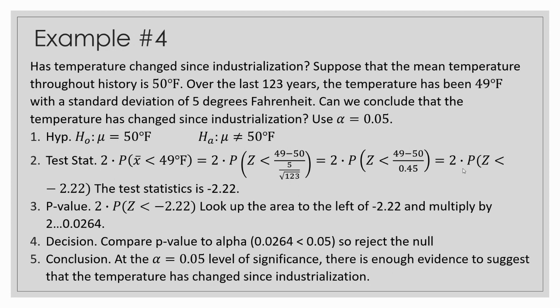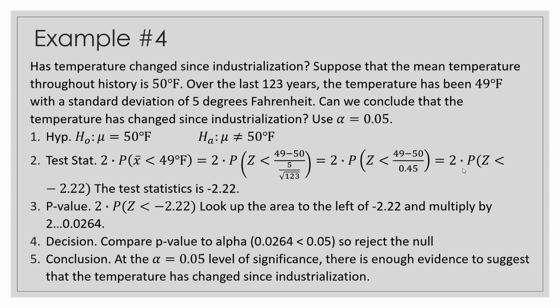And we end up with a test statistic of negative 2.22. To get the p-value, we look up the area to the left of negative 2.22, and we multiply that by 2. Very important, you don't multiply the test statistic. You don't multiply the z-score by 2. You only multiply the area, the probability you find in step 3. So when you do that, you get 0.0264. We compare that to alpha, and you notice it's less than 0.05, so we reject the null.